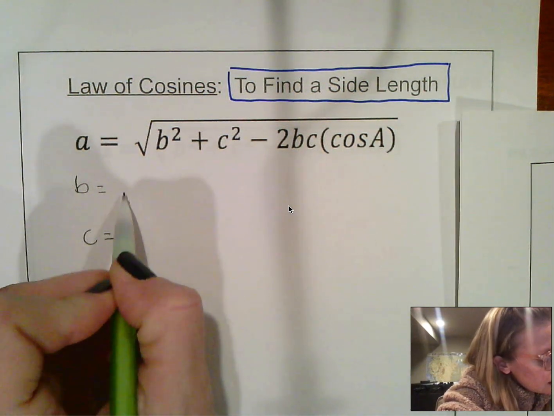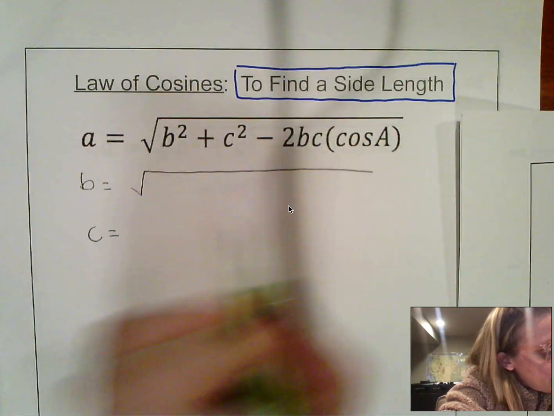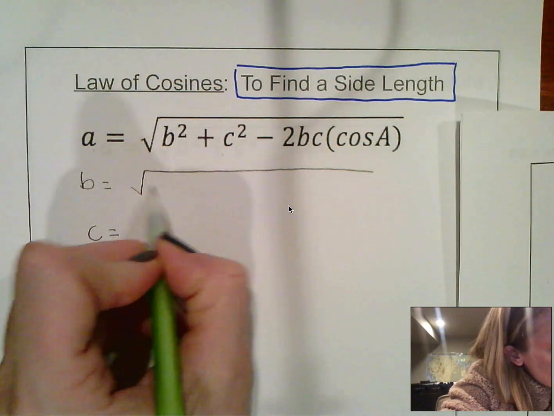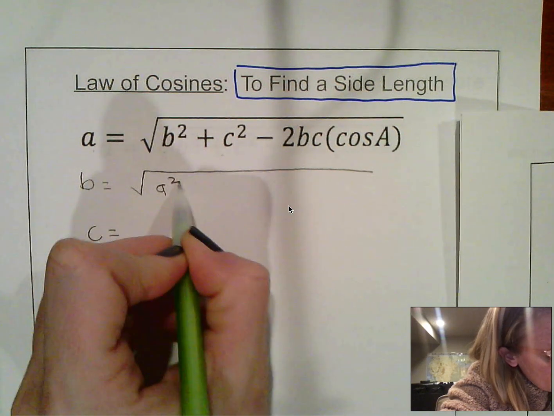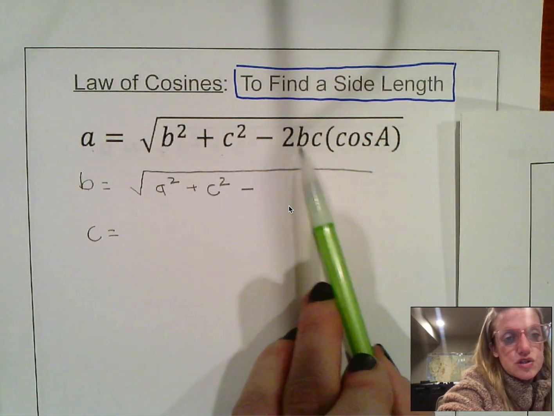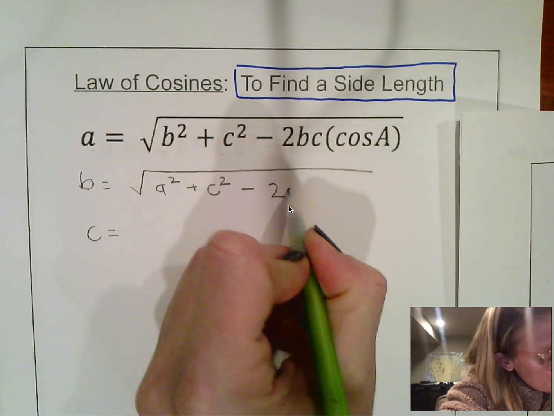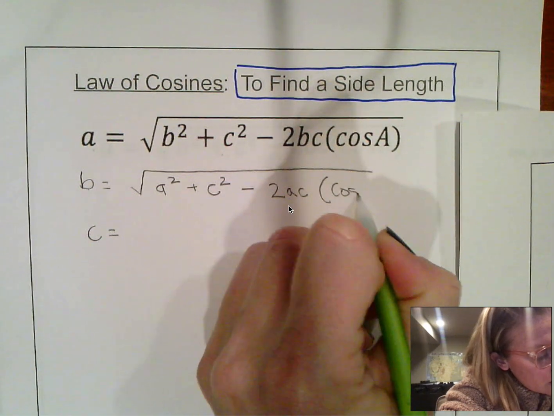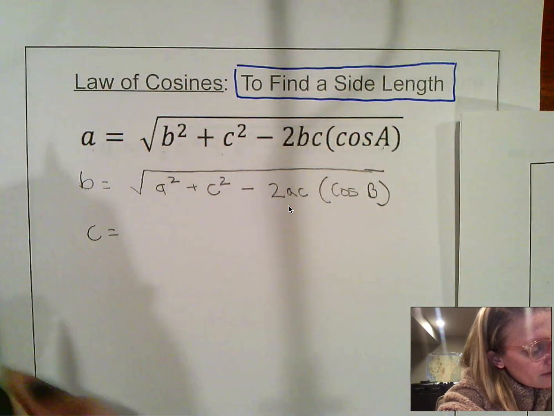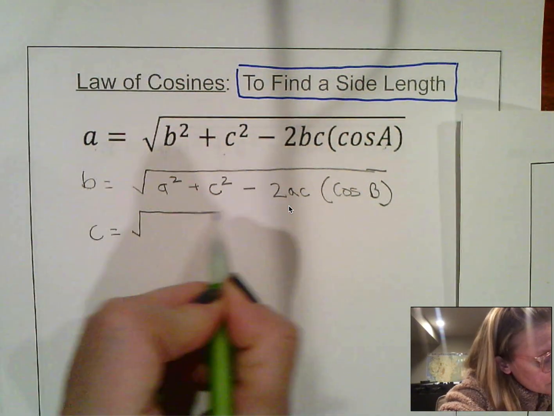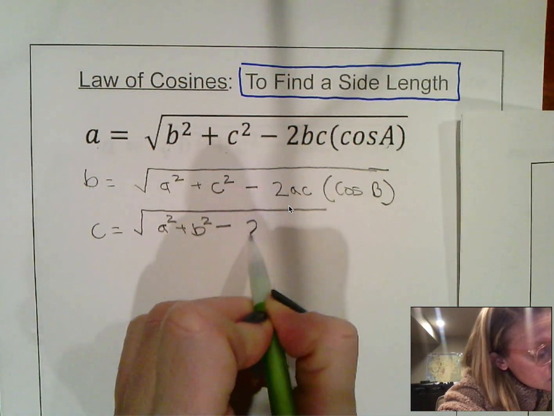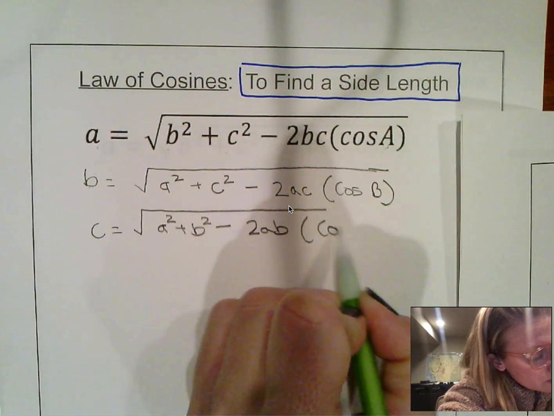And usually many kids in the class are able to see the patterning that when you're finding a, it was b squared plus c squared. So for finding side length b, we'll do a squared plus c squared. And then instead of minus 2bc, we'll do minus 2ac times the cosine. If this was angle A, we'll do the cosine of angle B. And then side length c, we'll have a squared and b squared minus 2ab times the cosine of C.